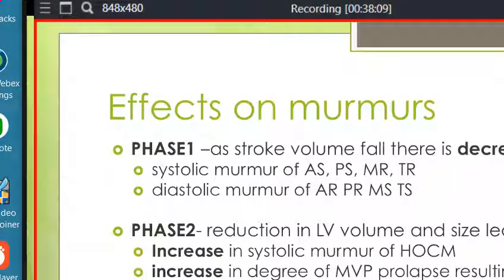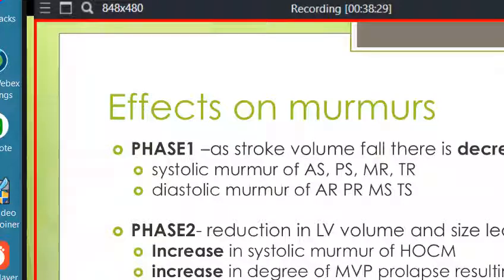In phase 1, as the stroke volume falls, there's a decrease in the systolic murmurs of aortic stenosis, pulmonic stenosis, mitral regurgitation, and tricuspid regurgitation. The diastolic murmurs of aortic regurgitation, pulmonic regurgitation, mitral stenosis, and tricuspid stenosis also decrease.